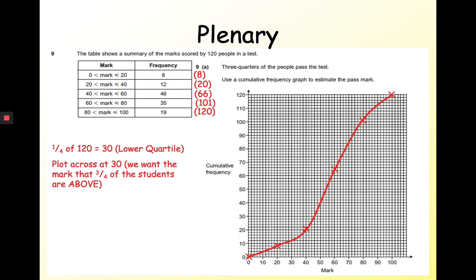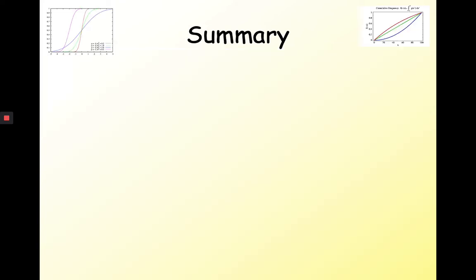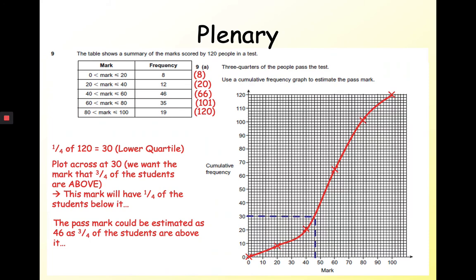So we use this thing called the lower quartile to work this out. It sounds more difficult than it actually is. The lower quartile is just the 1/4 way through our cumulative frequency. So 1/4 of your total number is 30, and the lower quartile mark is going to be 46, I think it is. So that means the pass mark should be 46, because 3/4 of students are above that mark.